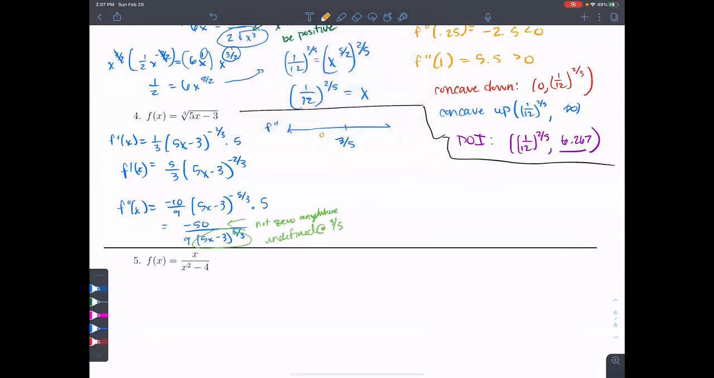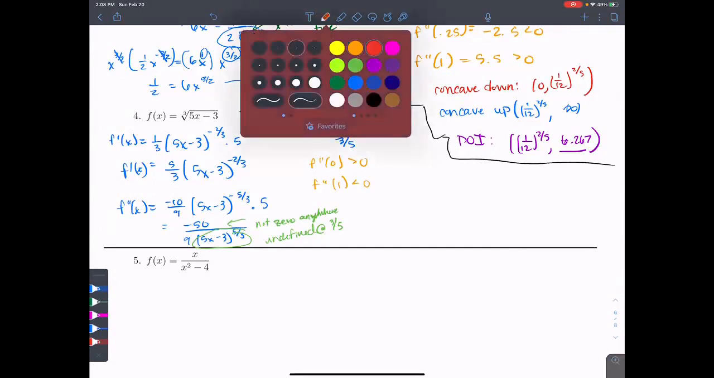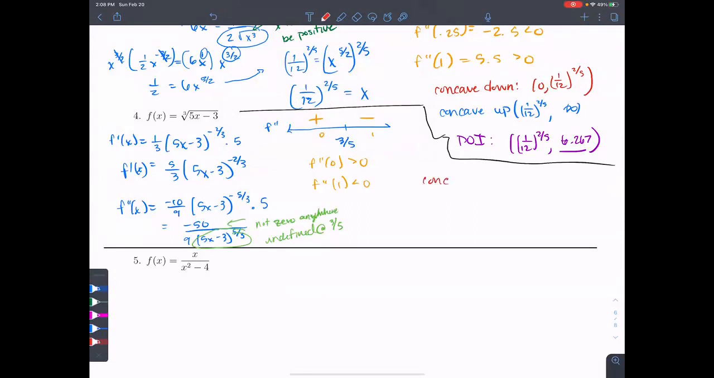We'll plug in 0 and 1. F double prime of 0 I have is positive. F double prime of 1 I have is negative. You might want to check that in a calculator, but that's what I have. So concave up, down, sorry, we'll do that in red. Concave down from 3/5 to infinity.